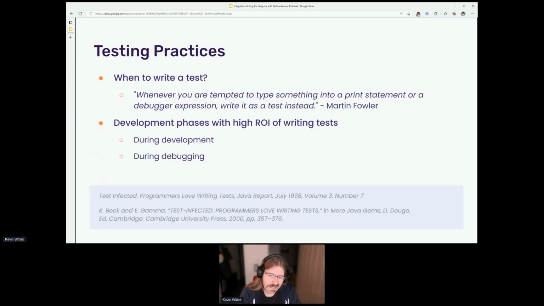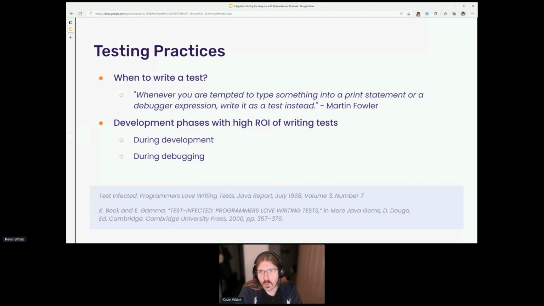And in line with this, this is, I think, the wrong reference at the bottom. This is from a blog post from Fowler. So sorry for this, but the best time to write tests, the highest return of investment, as per Martin Fowler, is in this nice quote: whenever you attempt to type something into a print statement or a debugger expression, write it as a test instead. That is a nice rule of thumb.